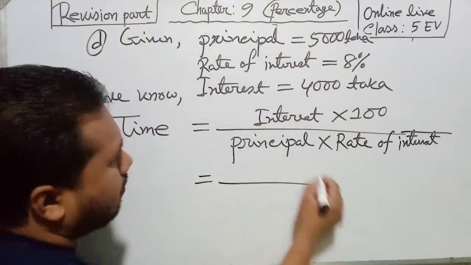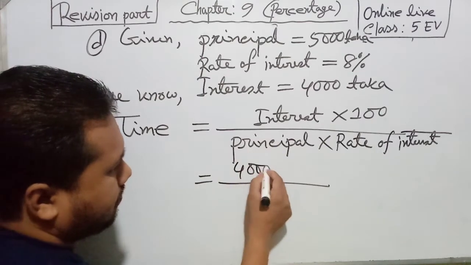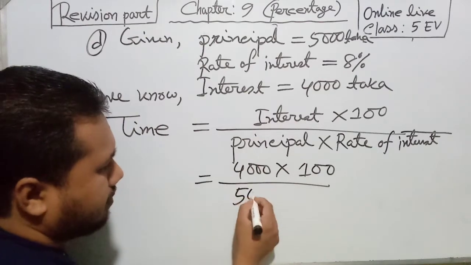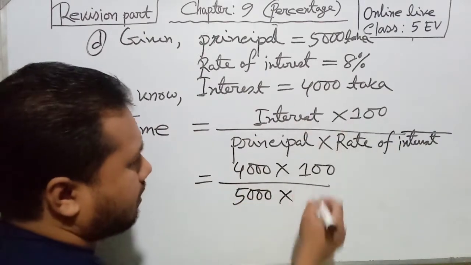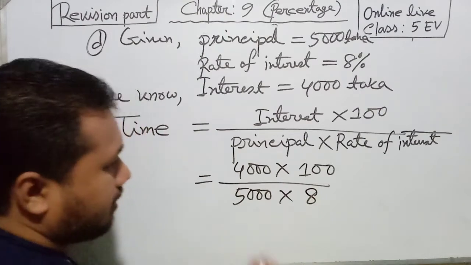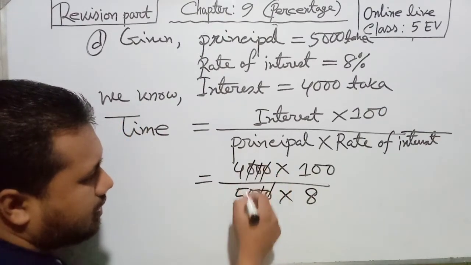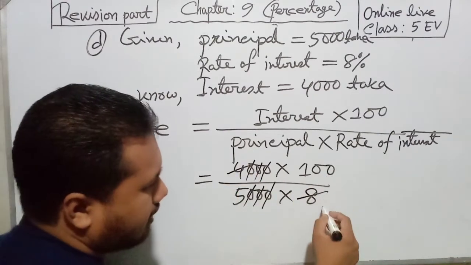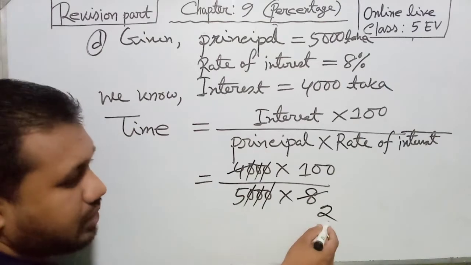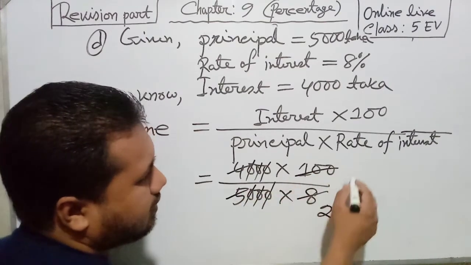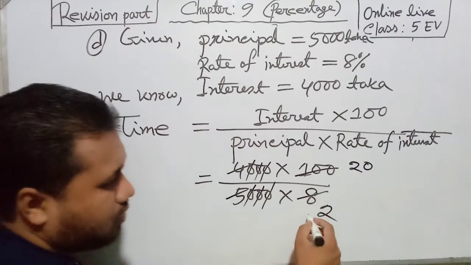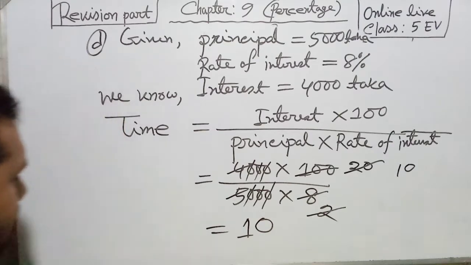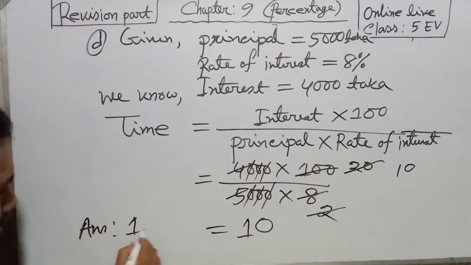Now if we input the values: interest 4000 and 100, principal 5000 and rate of interest 8%, that means 8. Now if we minimize this and this, if we divide 4 and 8, this is 2 times, and 5 and 2, this is 10. Over 5, this is 100, this is 20, and 2 divided by 20, this is 10. So we can write 10. So our answer is 10 years.